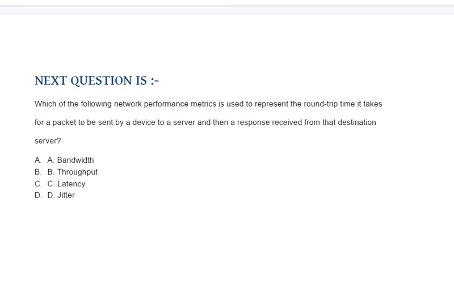Next question is which of the following network performance metrics is used to represent the round trip time it takes for a packet to be sent by a device to a server and then a response received from that destination server? Option A. Bandwidth. Option B. Throughput. Option C. Latency. Option D. Jitter.